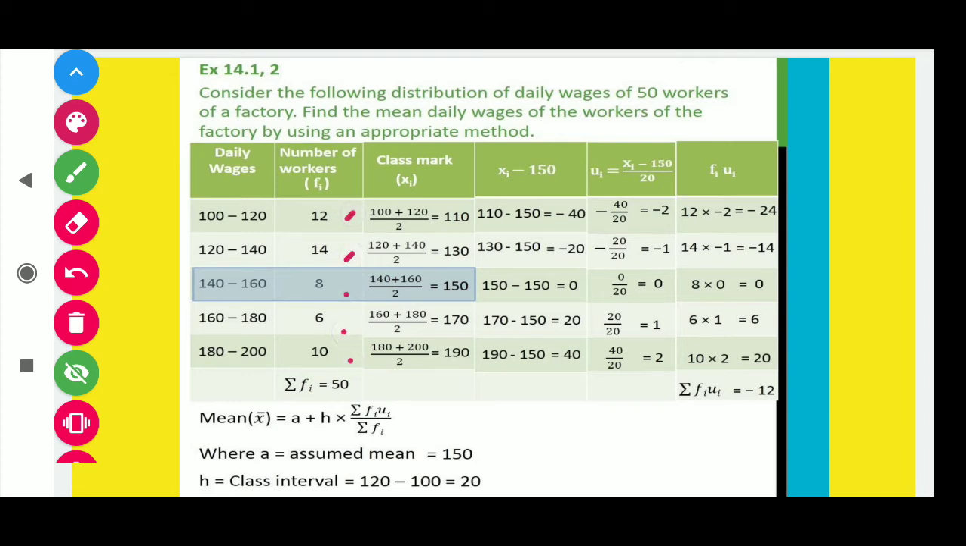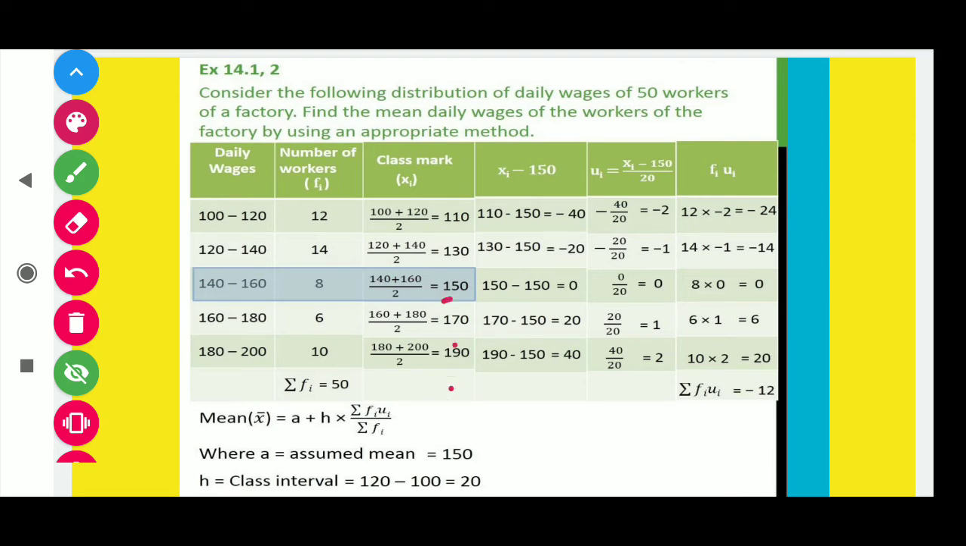So first find the class mark. Class mark is found by adding the upper limit and lower limit divided by 2. In this way we get 110. 120 plus 140, we get 260 divided by 2, which is 130. Students, you can observe from these answers that 110 is the middle value of 100 and 120, and similarly 130 is the middle value of 120 and 140. Similarly, you will find all other class marks.